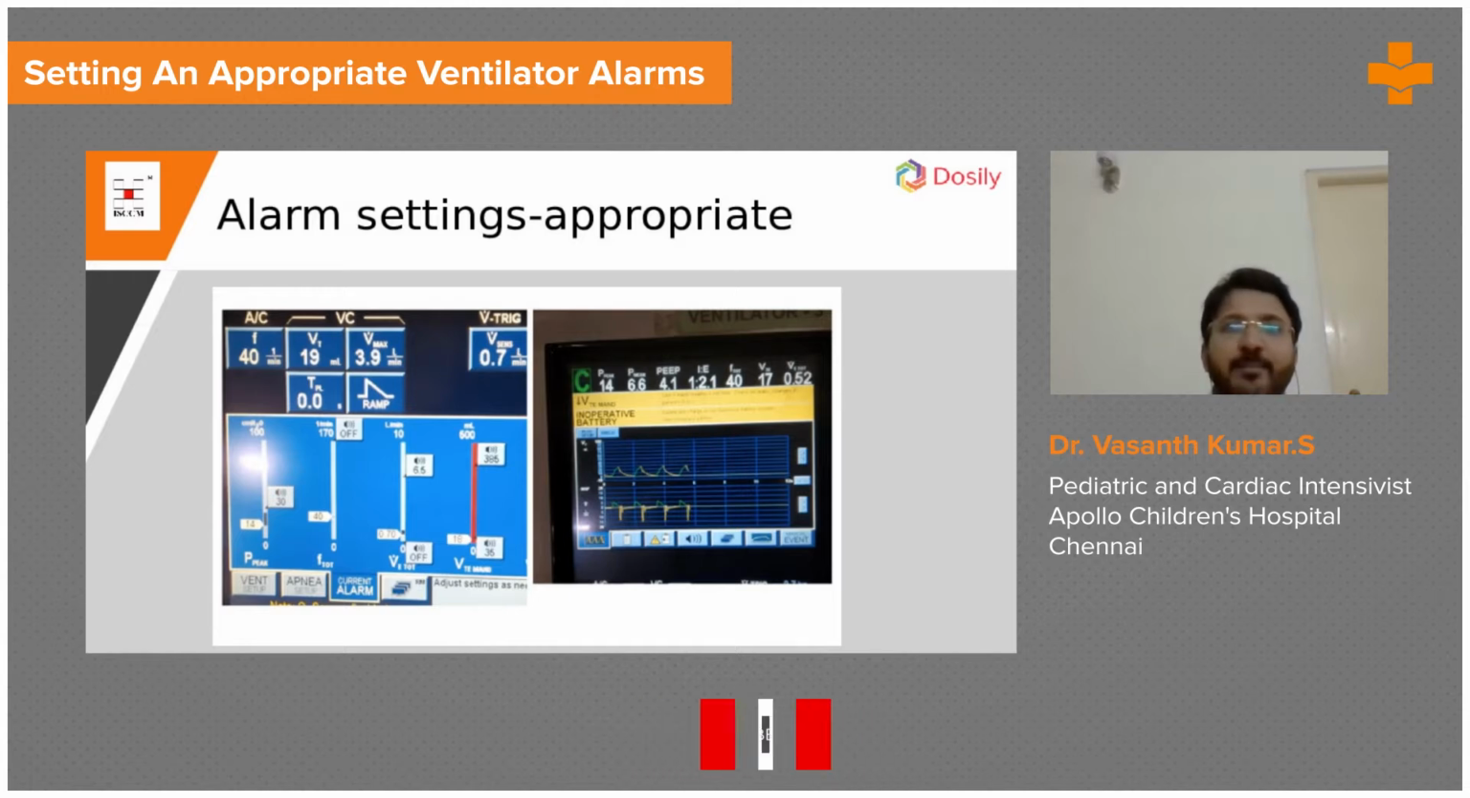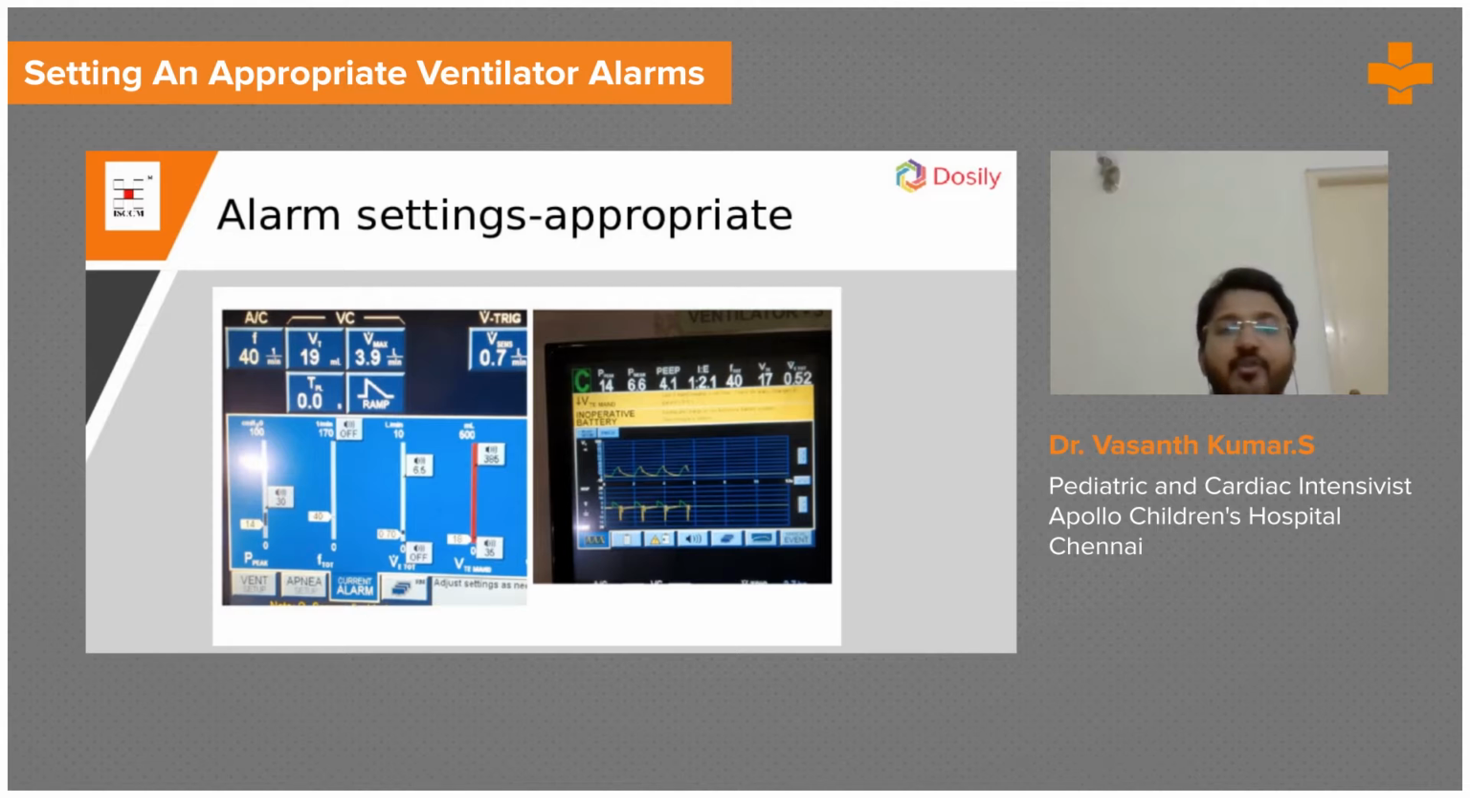Suppose you set a PIP of 15, your alarm limits should be 10 and 20. Always give a gap, because if you set the alarm too close to your usual ventilator settings, you keep getting frequent beeps of alarm. Then you will get irritated and you will not act on the alarm when it is actually important.